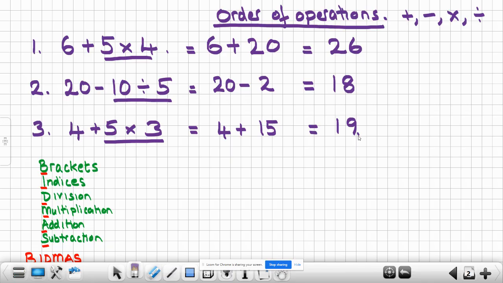And there's some straightforward 2-stage calculations where we can apply the order of operations or BIDMAS rules. Let's have a look at some more.